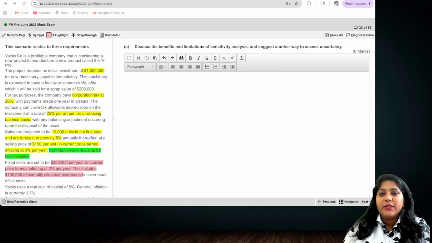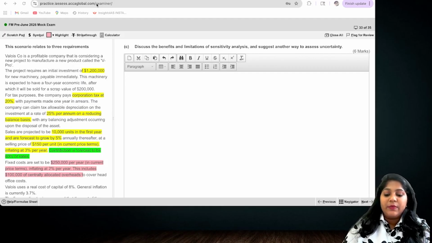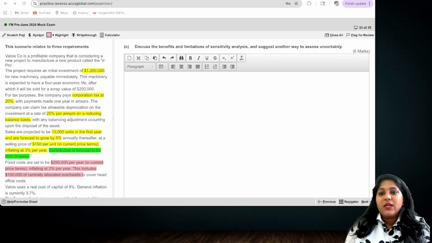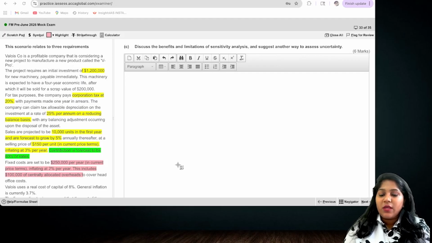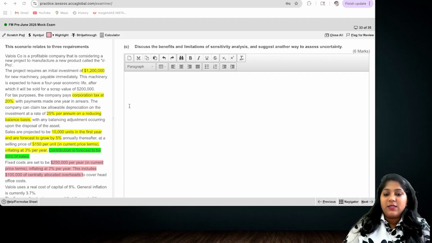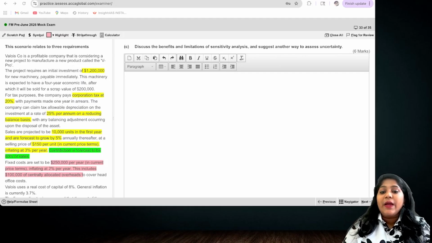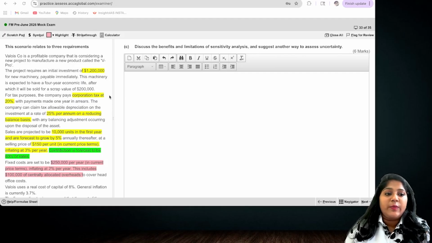Okay, ma'am, how do we start the answer? How do we write a 6 marks answer for this? First you need to understand what they are actually asking about, right? They're asking: tell me what is good about sensitivity analysis and tell me what is bad about sensitivity analysis, isn't it? First thing, I will go ahead and talk about what?